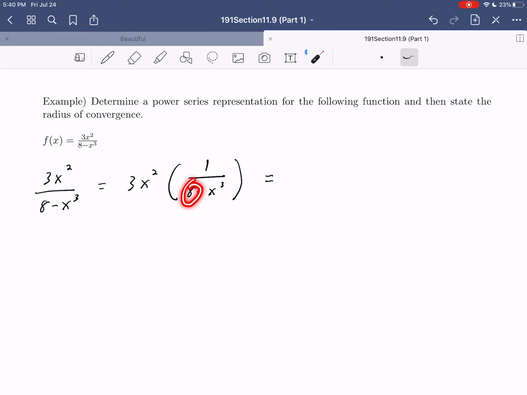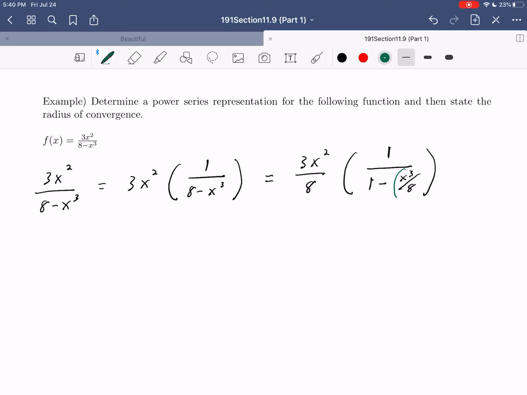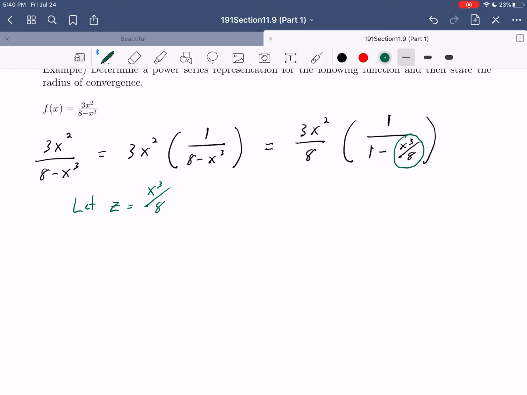So we need to factor that 8 out. Let's go ahead and write this as 3x squared over 8, and then after we factor that 8 out, we get 1 minus x cubed over 8. Now we can see the substitution that we would like to do there. Let's go ahead and let z equal x cubed over 8. Out front, we still have 3x squared over 8. We're not going to bother substituting that because we know we're eventually going to go back in terms of x. And then here, we're going to have 1 over 1 minus z.